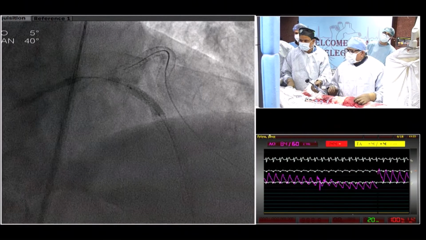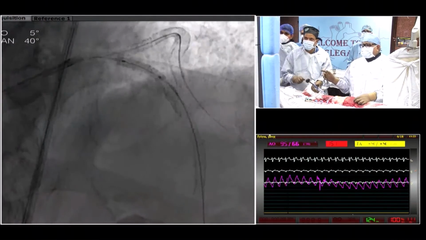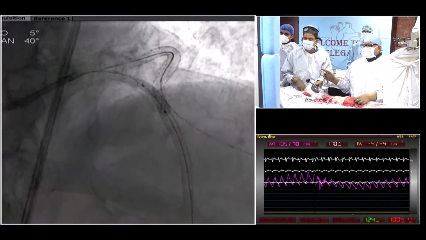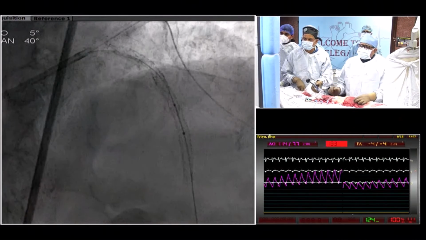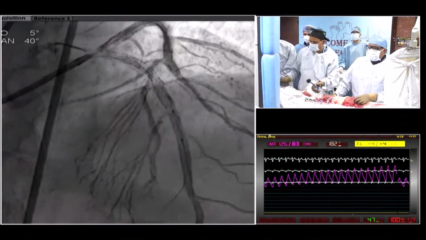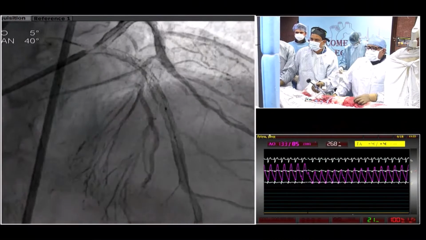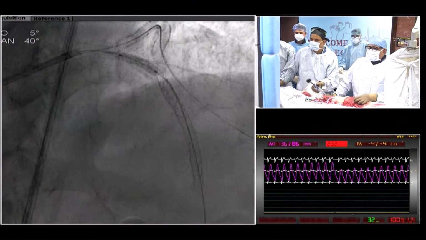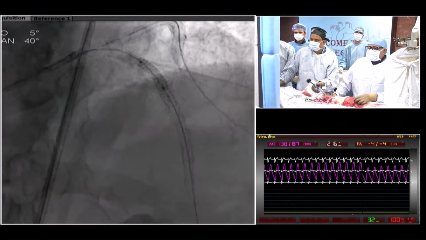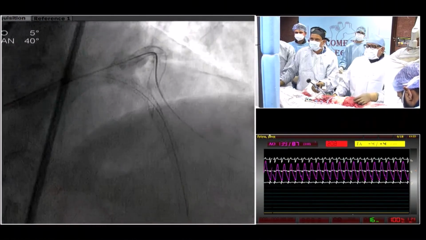Go back. Back, back, back, back. So we have dilated the LAD distal segment with the 3 millimeter NC balloon and proximally 3.5. Next view. Next view. So this is 3.5. Next. And this is what we have achieved.